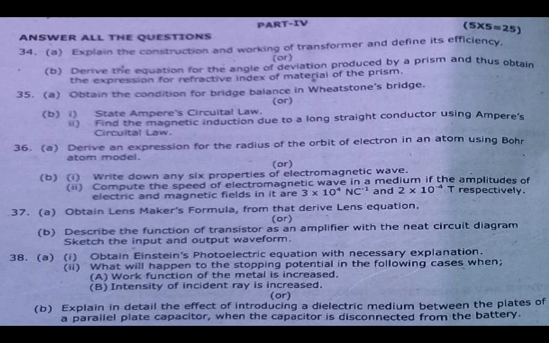Another set of 5-mark questions. Question number 34. Part A. Explain the construction and working of a transformer and define its efficiency. Or 34B. Derive the equation for the angle of deviation produced by a prism and thus obtain the expression for refractive index of material of the prism.